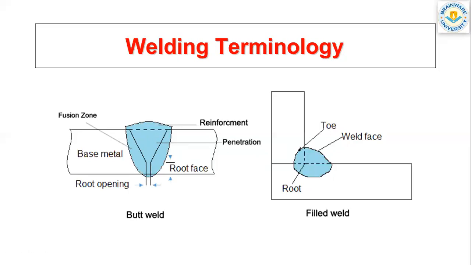Another important term is reinforcement. The upper face of this bead is called the reinforcement, and the junction of this bead and the base metal is called the toe. The toe term is written here. These are the main welding terminologies.